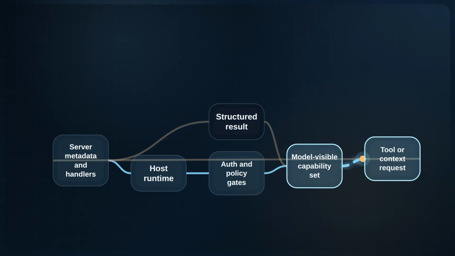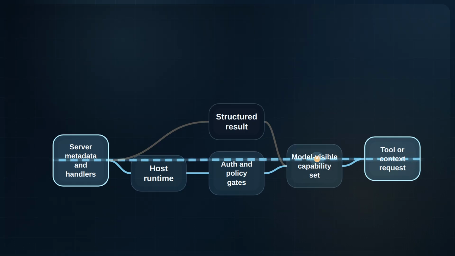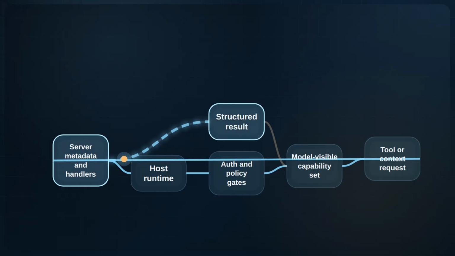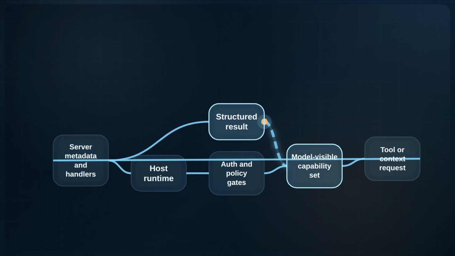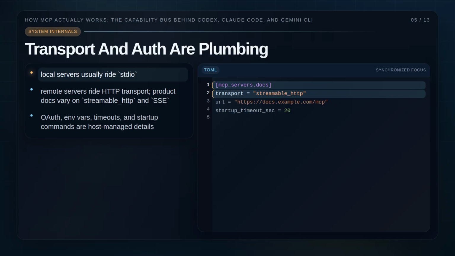If the model asks to use something, it does not directly run code on the remote system. It asks the host runtime. The host executes through the MCP connection, collects the result, and feeds structured output back into the next model turn. That loop is what makes MCP feel native inside a coding CLI. The protocol is not replacing the runtime, it is feeding the runtime.